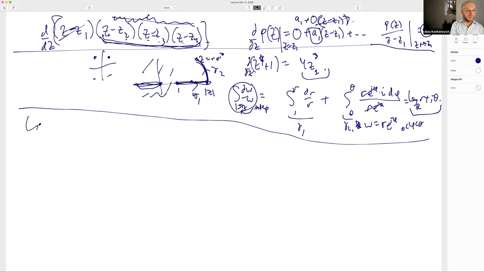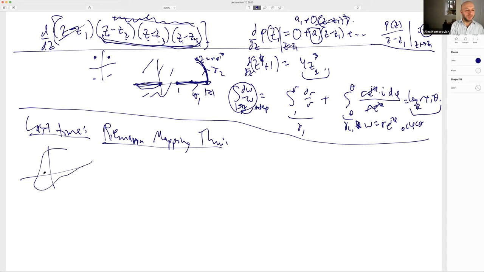So last time, let's recall what we did last time. We basically proved the Riemann mapping theorem, modulo something, it's always modulo something. We took some arbitrary region U. We don't know what it is. All we know is that it's missing a point. I'm just reminding you the proof.